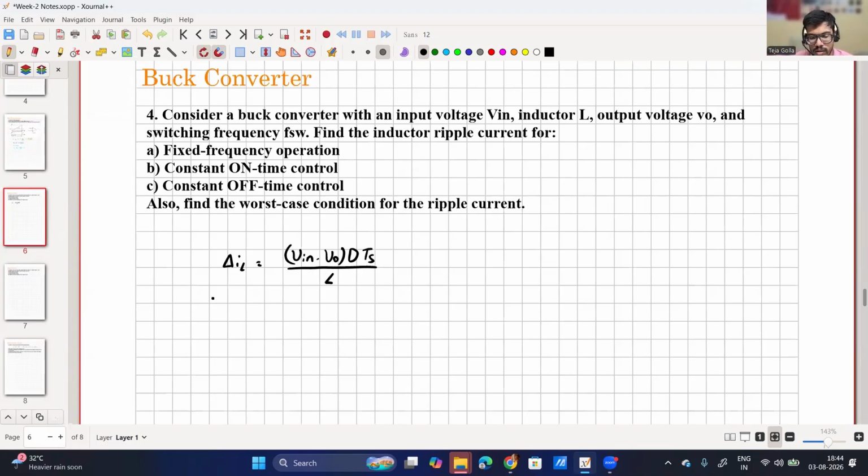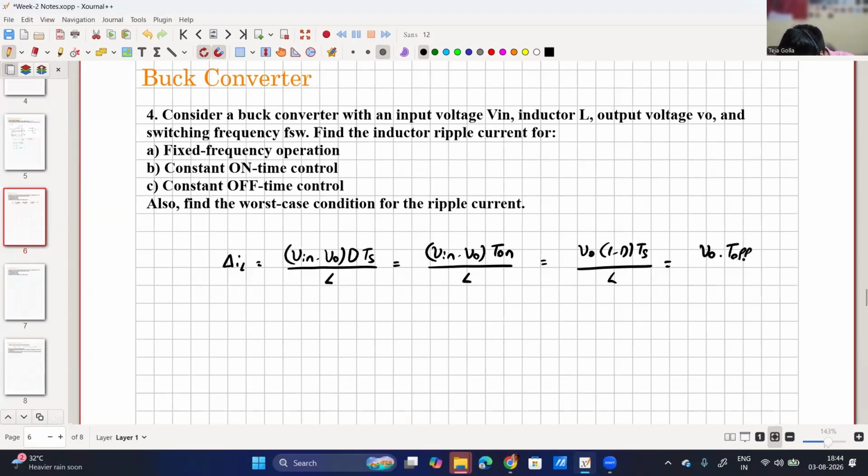For boost, it is dV in... sorry. For boost it will be V in into dTs, or I can also write it as V in minus V0 into T on by L for constant on time, right? Or I can write V naught into 1 minus dTs if I am considering the off time. Then I will write V naught into T off by L, right?